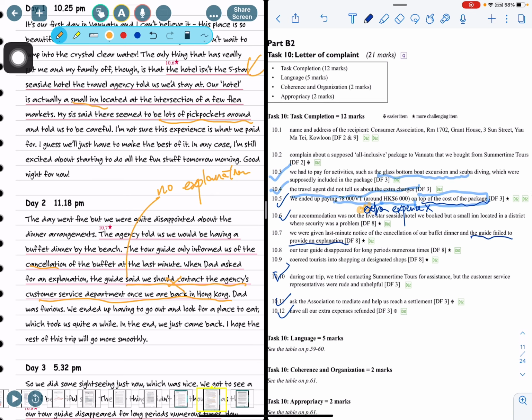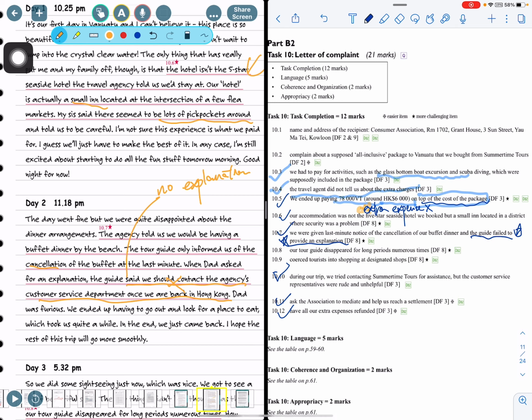Instead, if you just write that the guy asked us to contact the customer service department, it feels like they are still doing something, right? But basically, they asked you to do it. It means that they have no explanation for you at all. Okay, so this part is what makes you lose marks somehow.